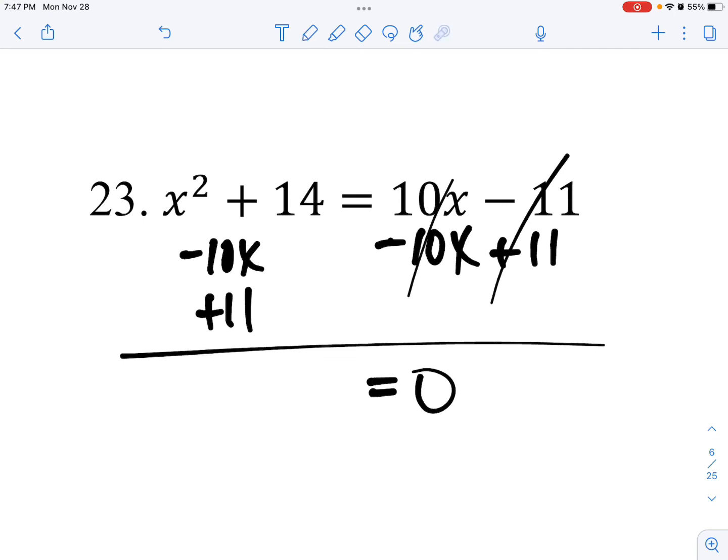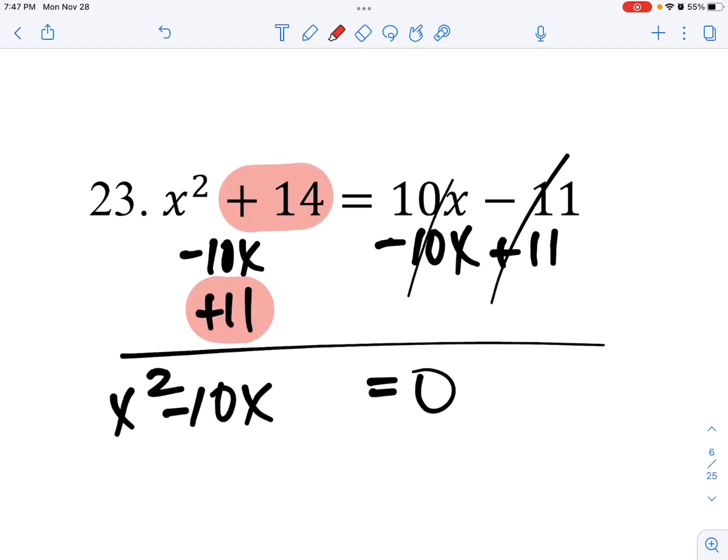Okay, so now let's see. I only have one x squared term, so I can write that. I only have one x term. It's negative 10x, so I've got negative 10x. And now I have 2 whole numbers. I have positive 14 and positive 11. Yes, you can combine those. So that makes positive 25.